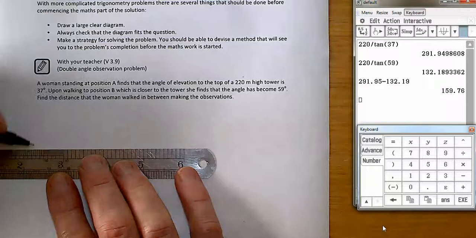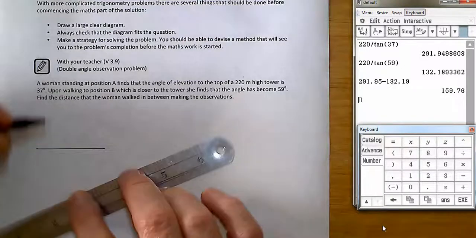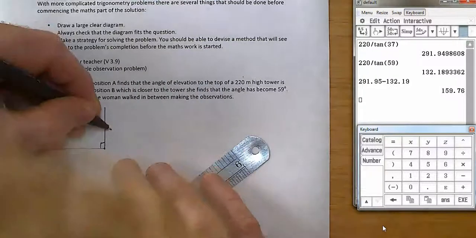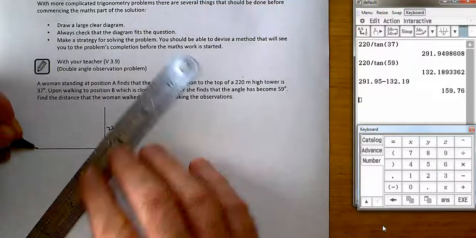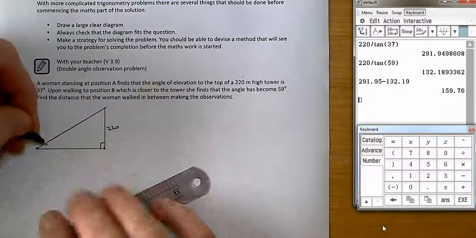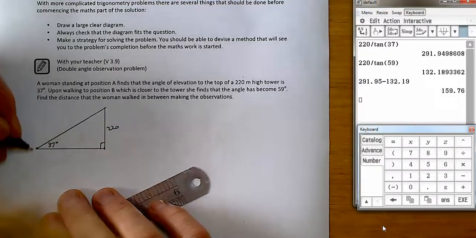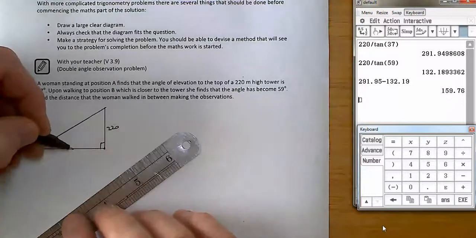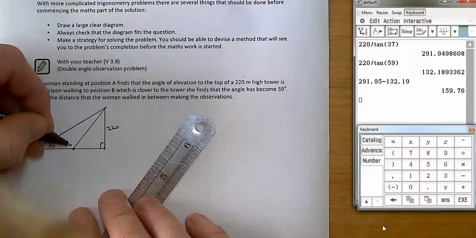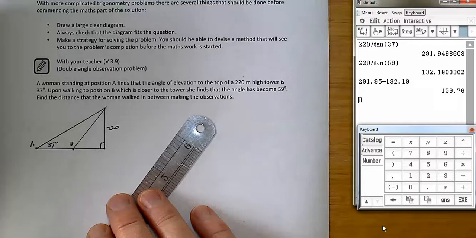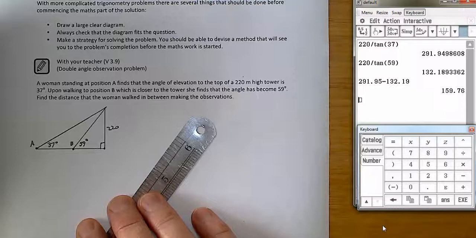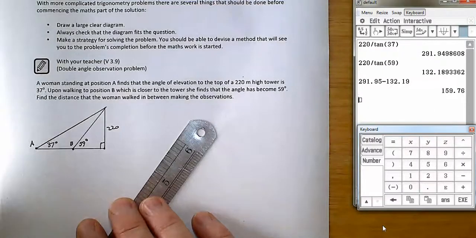So from position A, when we look at the tower, here's the tower. The tower was 220 high, and her angle of elevation upwards from horizontal is 37 degrees from position A. She then walks to position B, which is closer to the tower. She might be over here somewhere, and she'll see that the angle of elevation has become 59 degrees. And the question is, how far has she walked from A to B?